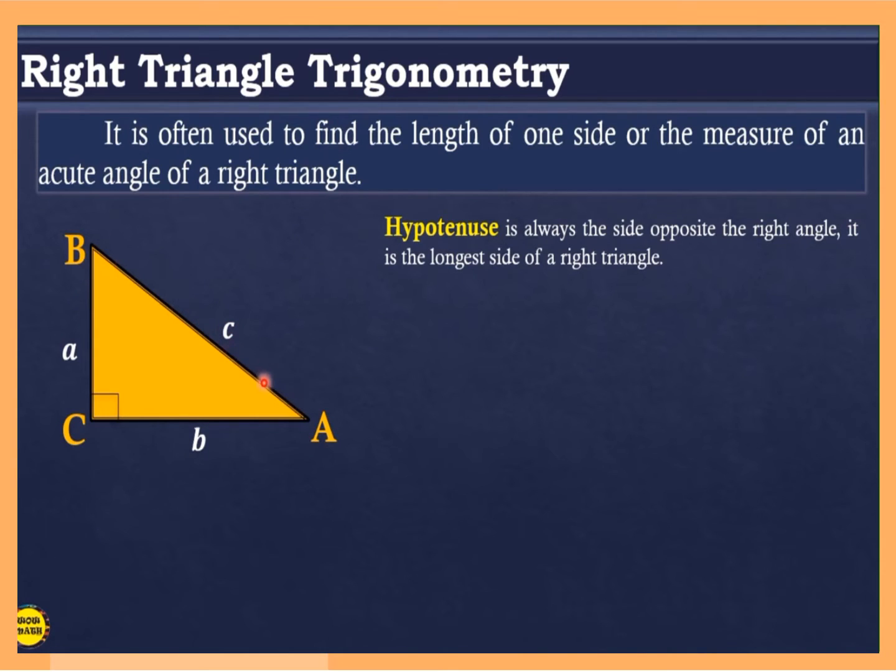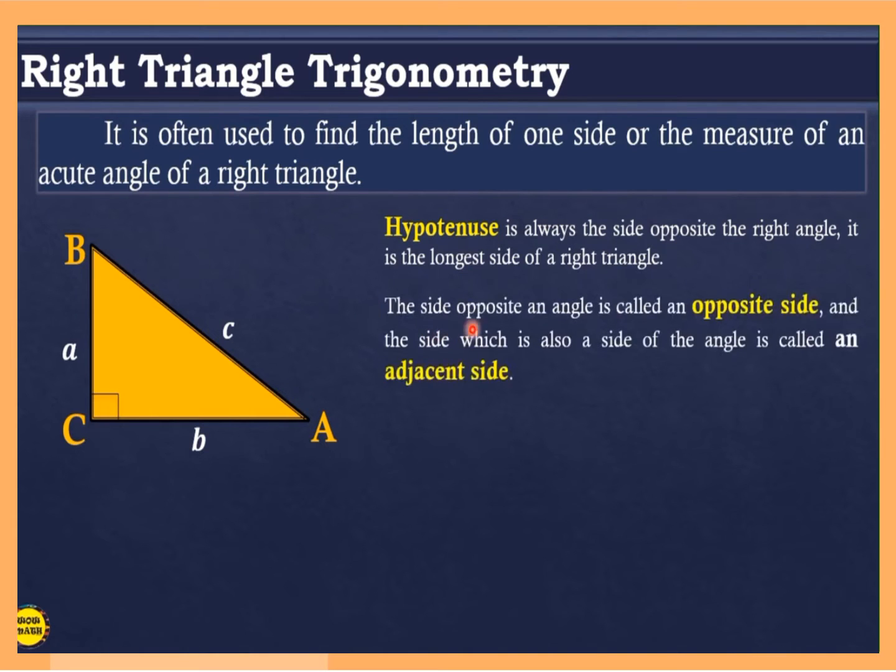This is always opposite your right angle. So this angle is a right angle. How did you know that it's a right angle? Because of this symbol. So kapag meron po tayong foot dito, automatic this is a right angle. So the side opposite the right angle is always your hypotenuse, and this is also considered as your longest side.